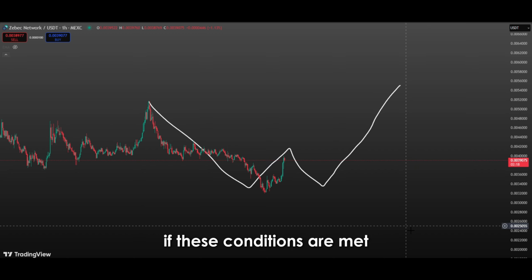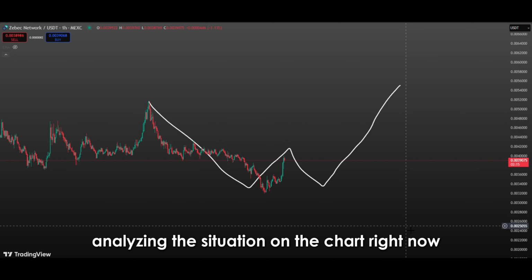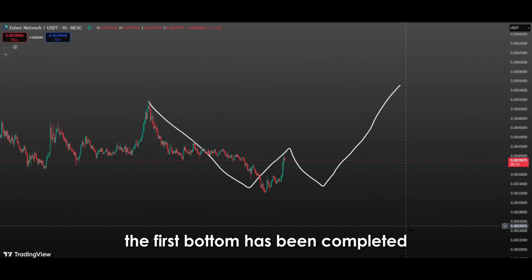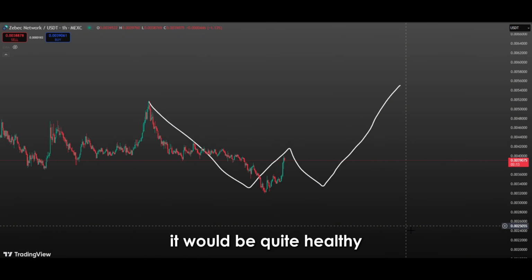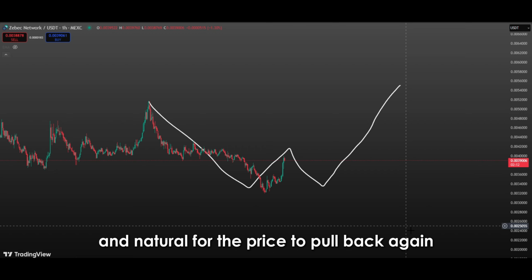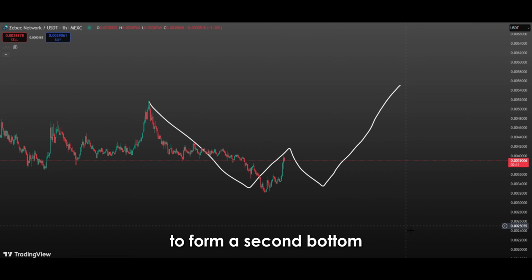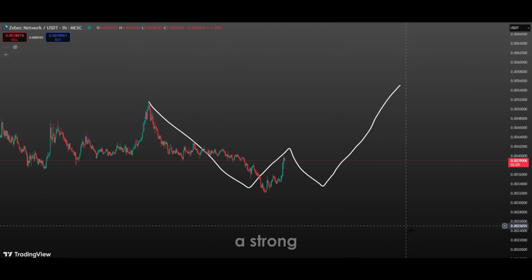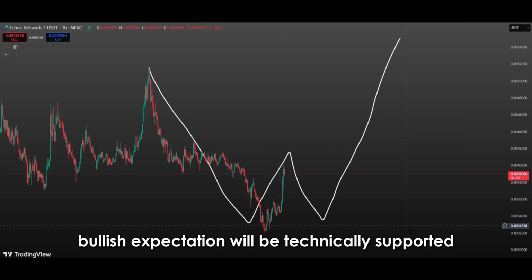If these conditions are met, the upward movement of the price may not only be limited to the target of the pattern, the first steps of a longer-term uptrend may also be taken. Analyzing the situation on the chart right now, we can see that the first phase of the W pattern, the first bottom, has been completed. It would be quite healthy and natural for the price to pull back again to form a second bottom. If the price holds its support levels during this pullback and shows an upward reaction from the second bottom, a strong bullish expectation will be technically supported.